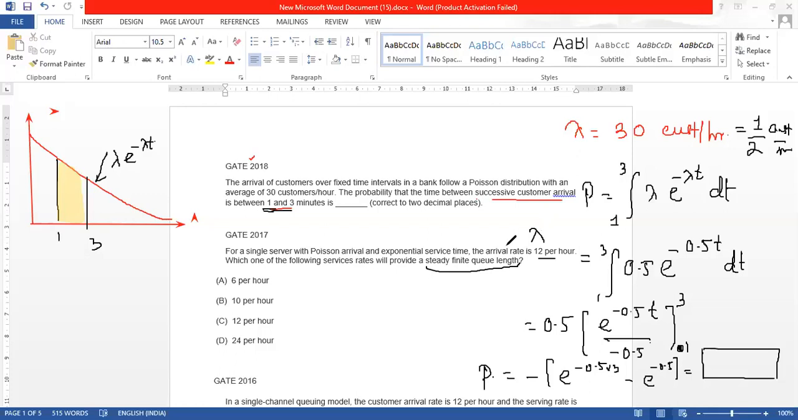Can anyone answer? It's pretty much straightforward. When will the finite queue length be formed? Study finite queue length. I have discussed it. Should lambda be more or less? When will the finite queue length be formed? When I said that everyone will get service. Can anyone answer?